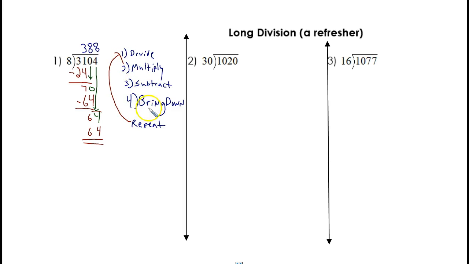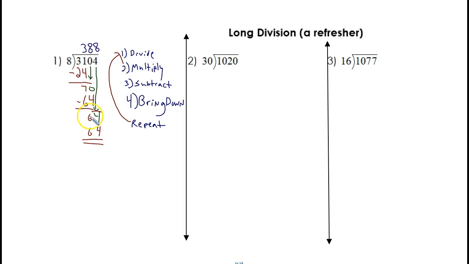We divide, multiply, subtract, bring down. Divide, multiply, subtract, bring down, until we get to the end of the division problem. So in this case, we brought down a 0, and we had 70. 8 goes into 70 no more than 8 times. So we'd say 8 times 8 is 64. Subtract 70 minus 64, which leaves us with 6. Bring down the next number, 4.